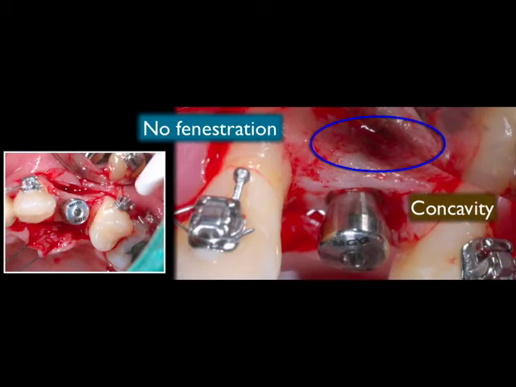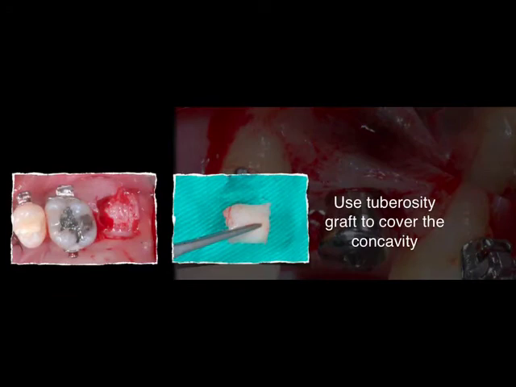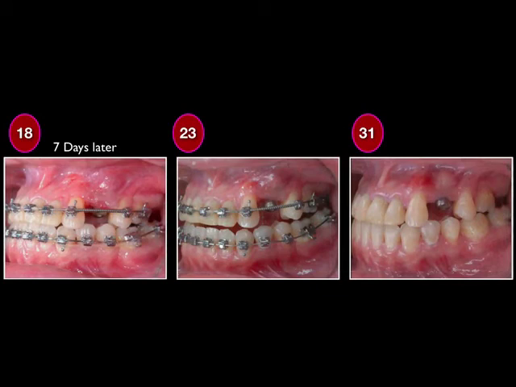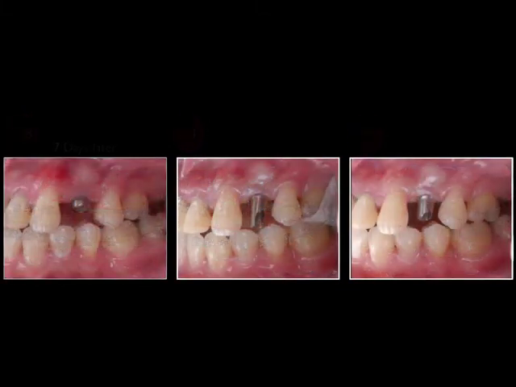Watch out here. There is a small concavity over the buccal side, but the good thing is no fenestration was found. So we covered the concavity by using a tuberosity graft. After harvesting the tuberosity, the first thing we need to do is to remove the epithelium and then suture the graft under the buccal flap. In the 13th month, all appliances were removed and we were ready to connect the abutment.